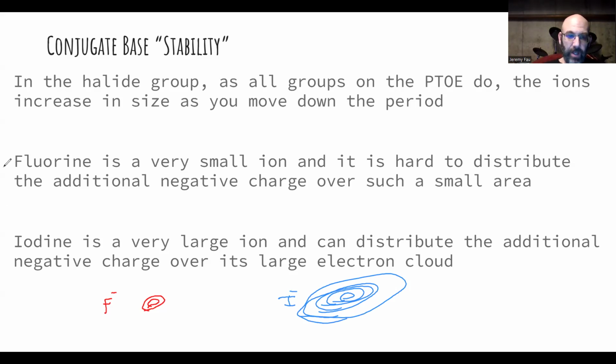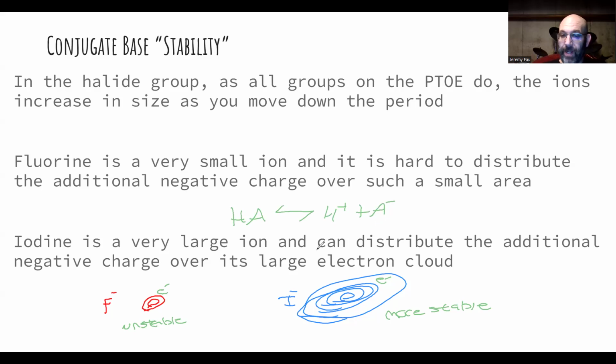So because of this, when fluorine is negative and we add that extra electron, it's hard to hide an electron in a really small space. This makes it unstable. Meanwhile, we plop this electron here and it just gets lost in the sauce. It disperses quite easily. This is much more stable. We define an acid as strong or weak by its ability to ionize.